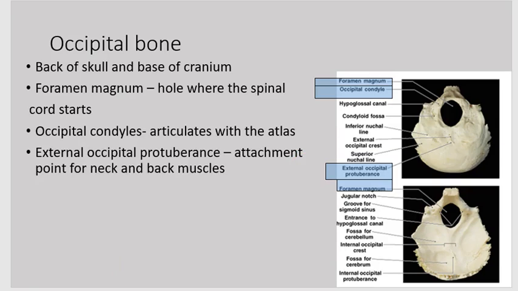And then you have your external occipital protuberance. If you reach up the back of your neck and go to the skull, you will feel a little point. That is your external occipital protuberance. It's an attachment for these nuchal muscles and ligaments that then go down to your back.